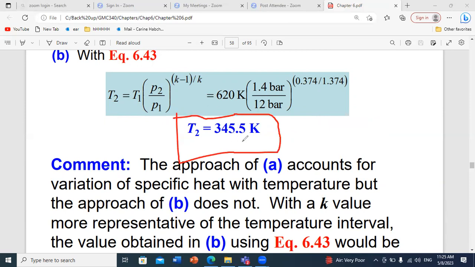And you know, if you want to enhance your prediction of T2 using the second method, you know what you can do? Who can tell me? If I want to get a better result for T2 using this method, what can I do?